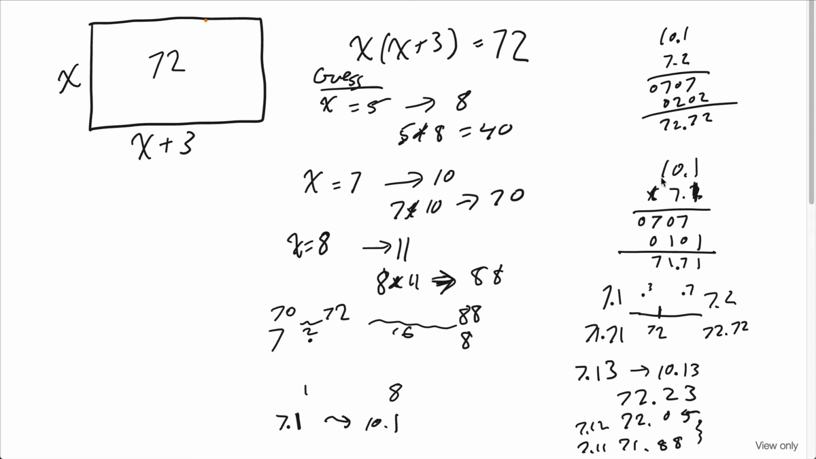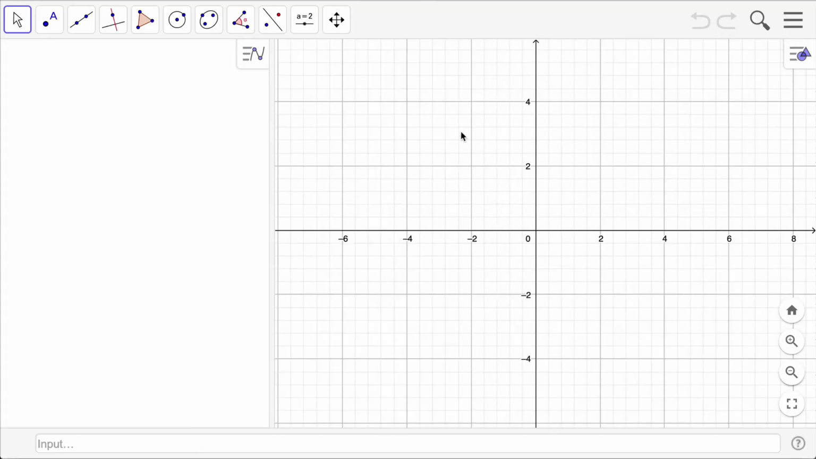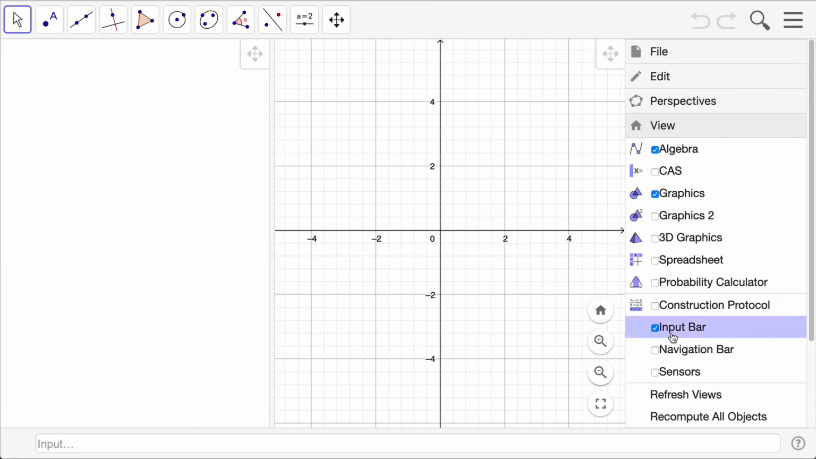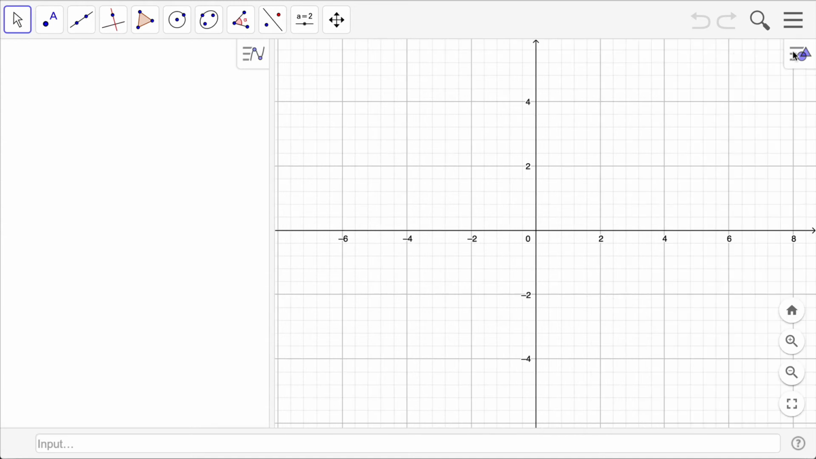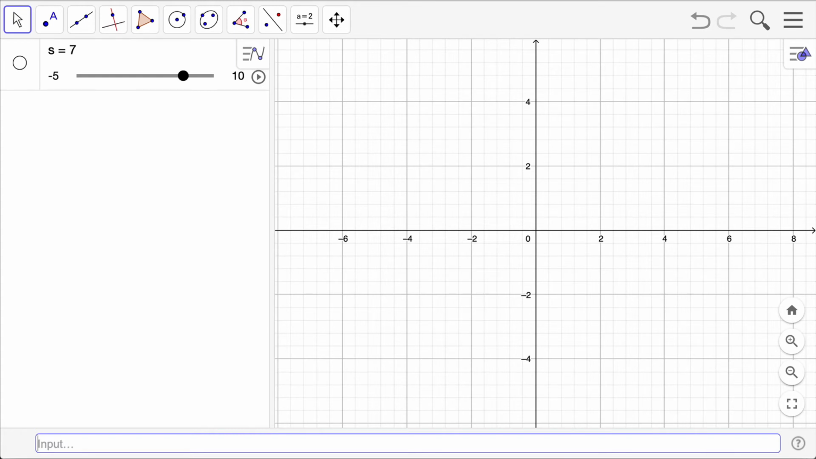So let me demonstrate in GeoGebra how this might work. All right, so I've got the input bar. I'm going to create a new variable. Let's say it's S, and I'll just go with S being 7. All right, and I'm going to construct a rectangle. So 0, 0 is our starting point. The height is S, right? So that's that one thing.